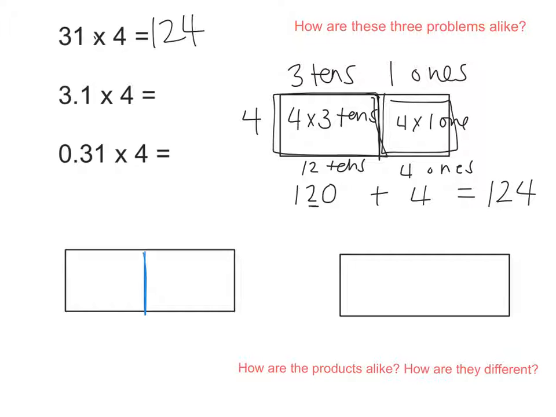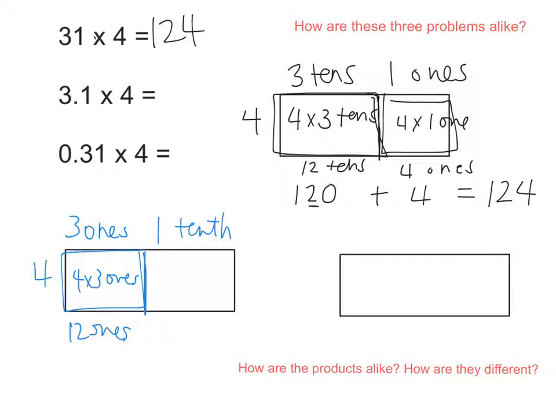Yes. How many 1s do I have, Lakshan? We have 3 ones. 3 1s. And how many tenths? 1. 1 tenth. Okay. And I'm multiplying that by 4, so the area of this part would be 4 times 3 1s, which is 12 1s. And then the area of this part is 4 times 1 tenth, which is 4 tenths.